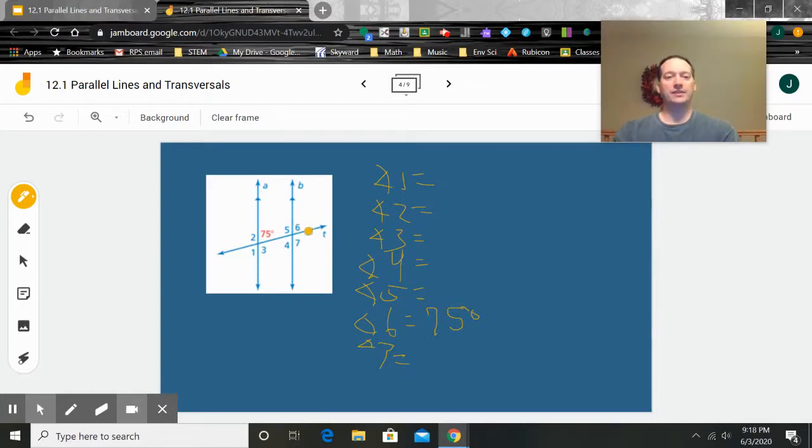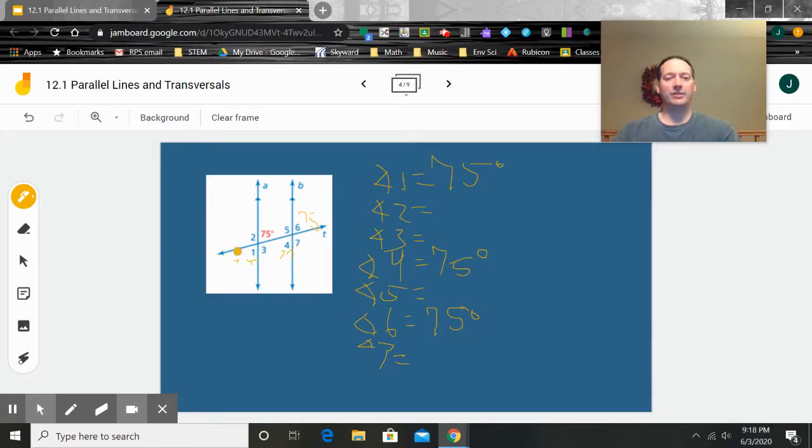Well, if 6 is 75 degrees, I'll just write 75 in there, we know that 4 is vertical to 6. So 4 has to be 75 degrees. And 1 has to be 75 degrees. And that takes care of all my 75 degrees.